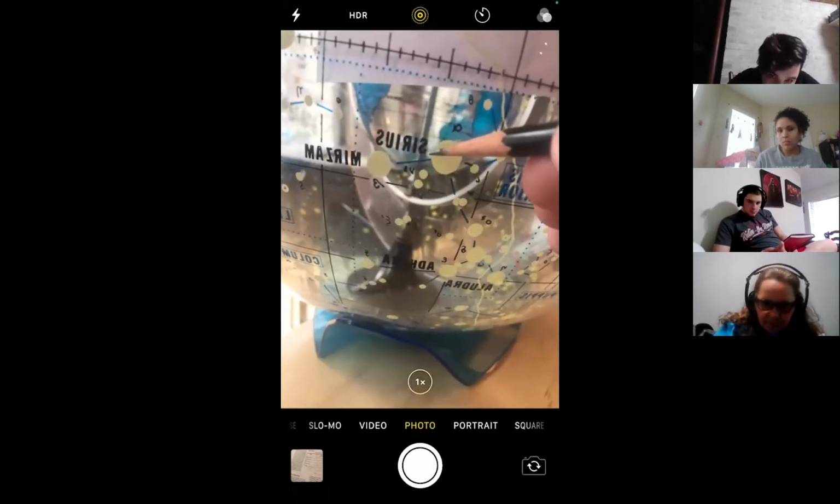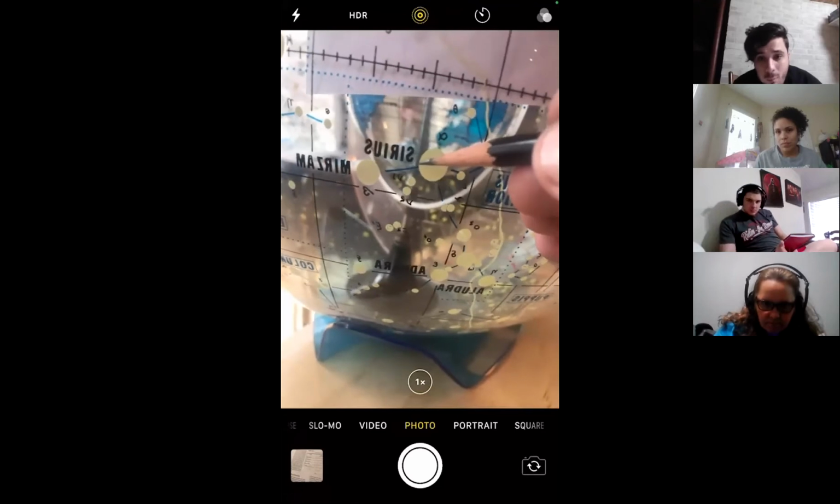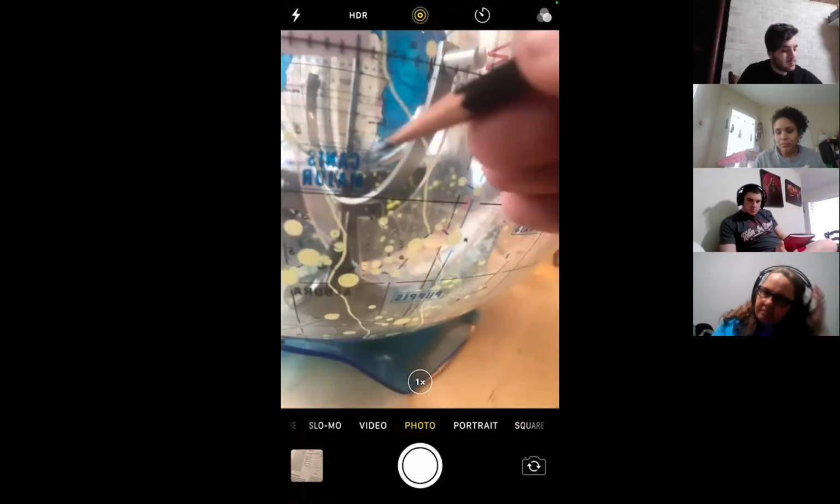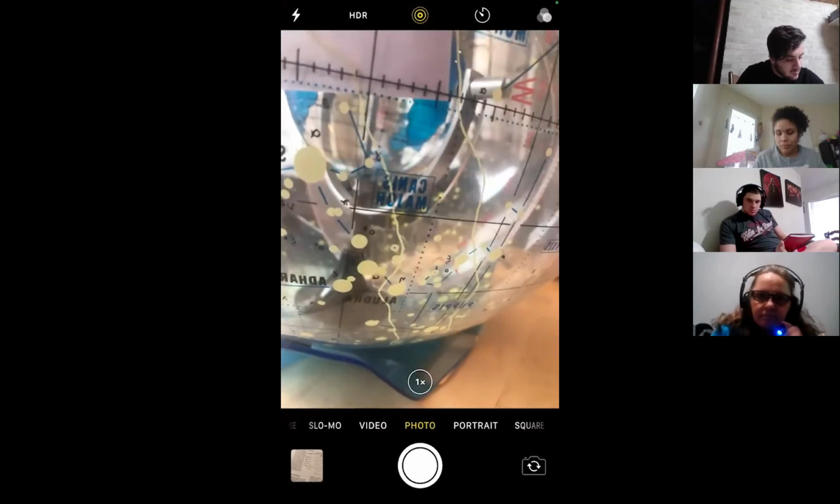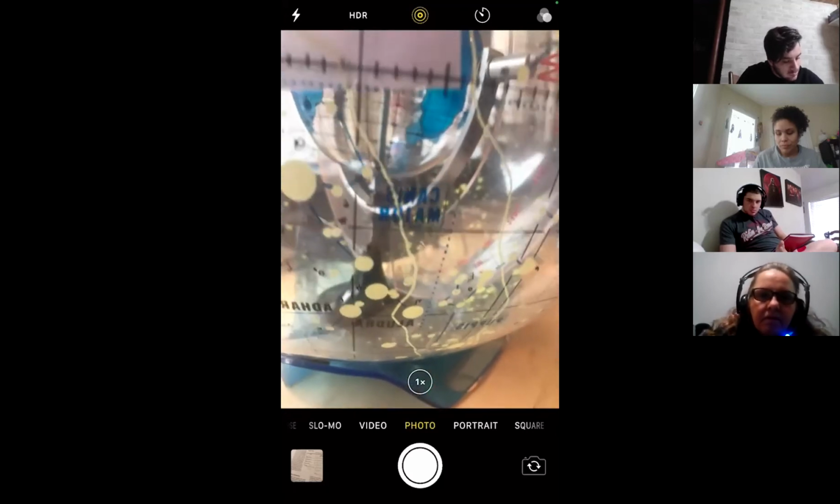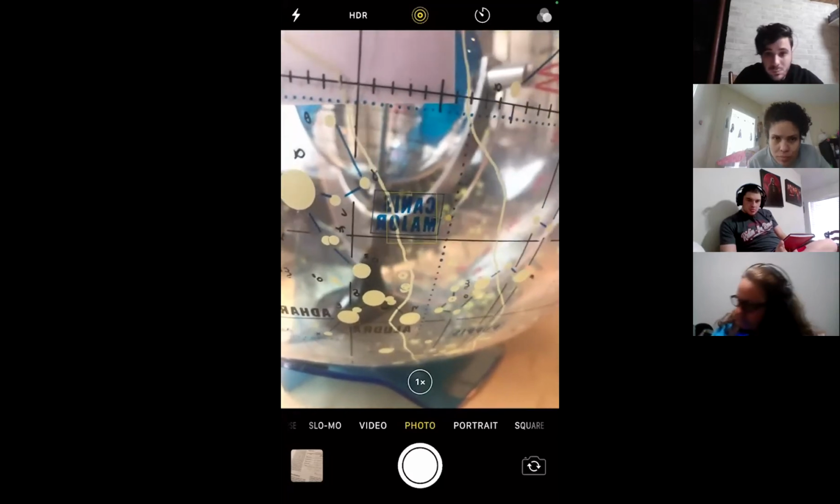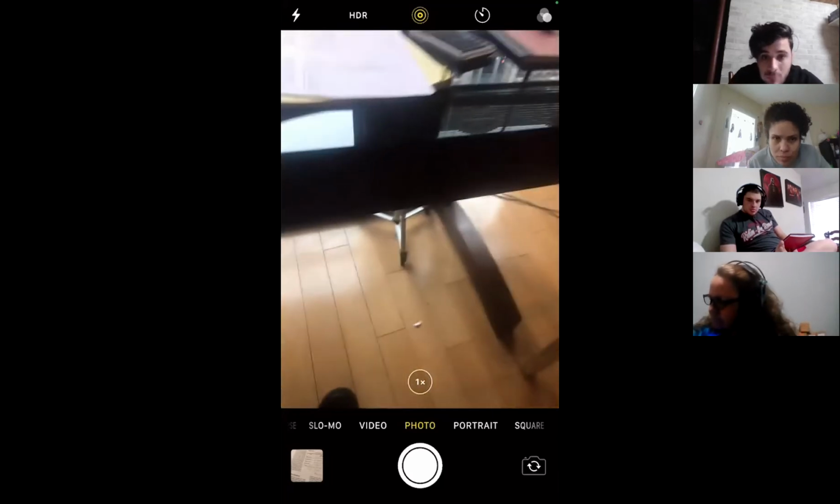What's our star, class? Sirius. Sirius, the Dog Star. And what's the constellation there? Can you read that? Canis Major? Canis Major, the big dog.